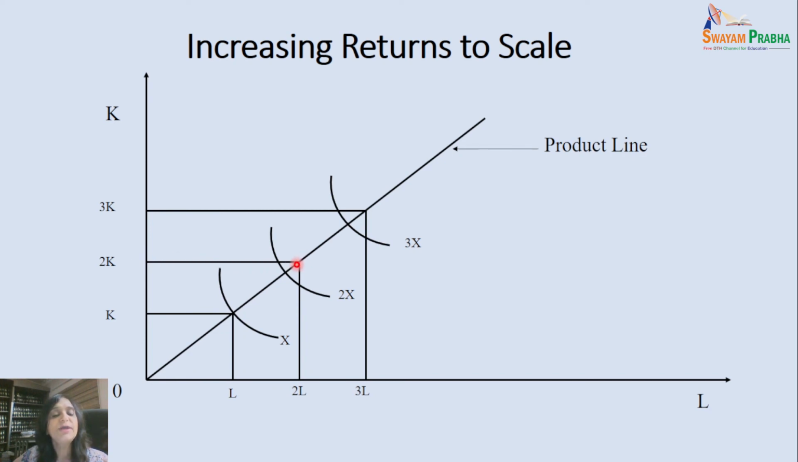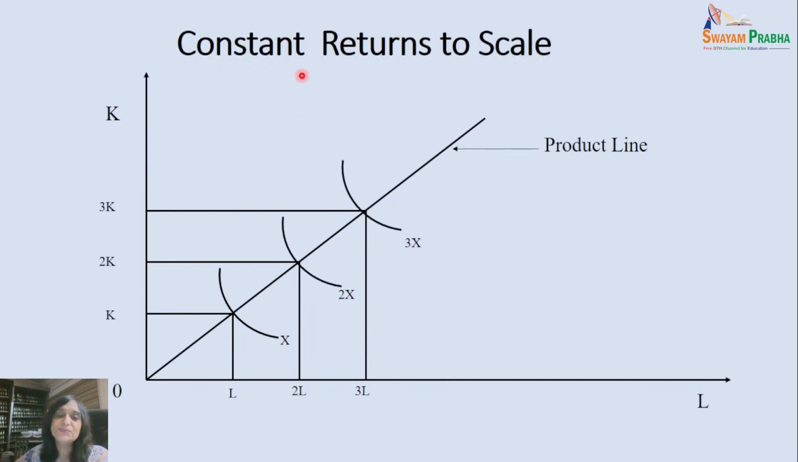Right? What has happened? If it would have doubled, you would have been on this isoquant 2x, because this isoquant 2x is the double of the initial isoquant x. But where are you producing? You are producing at a higher isoquant than 2x. Correct? So this is a situation of increasing returns to scale. Because you doubled your input, your output increased more than the double. That is called increasing returns to scale.